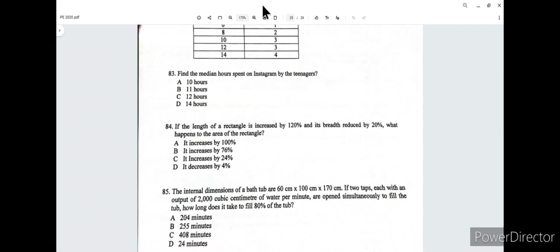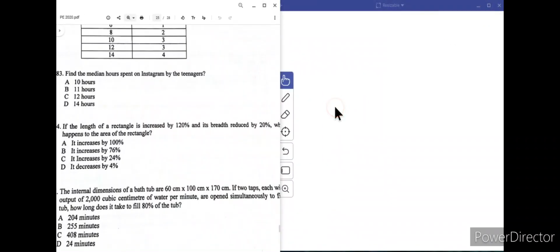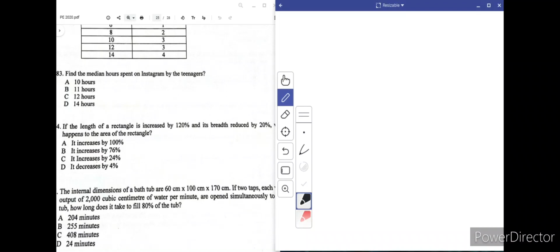Now let's look into question number 84. If the length of a rectangle is increased by 120% and its breadth reduced by 20%, what happens to the area of the triangle? Now we are asked to find the area of a new triangle. So to find the area, we have a formula: area is equal to length into breadth, LB.